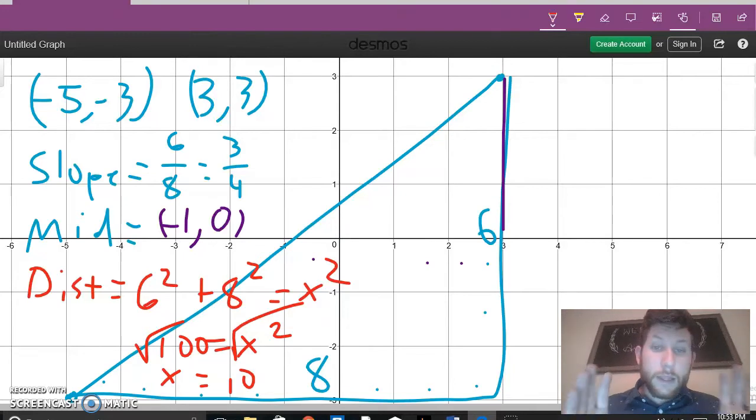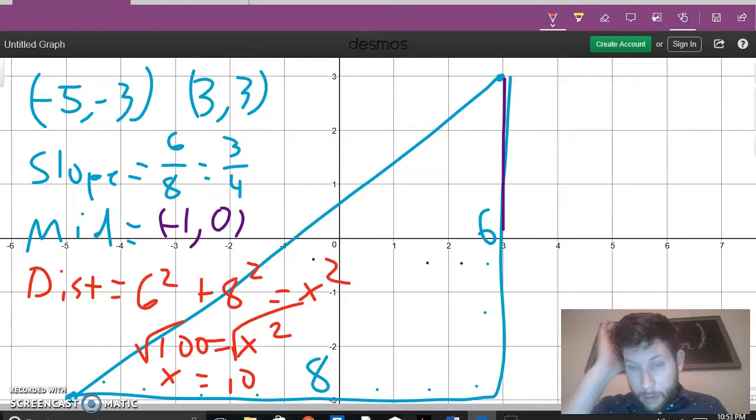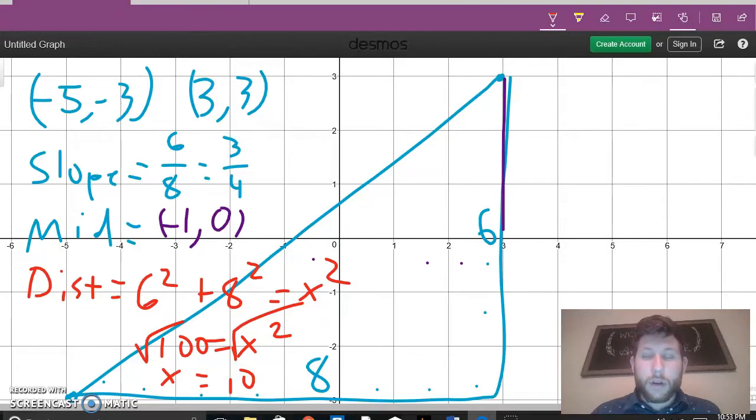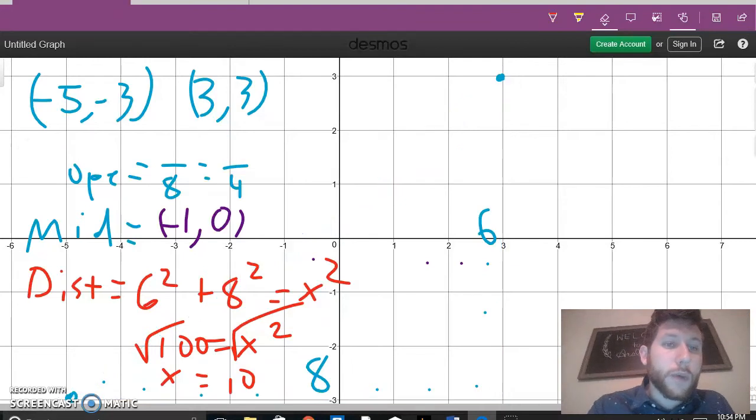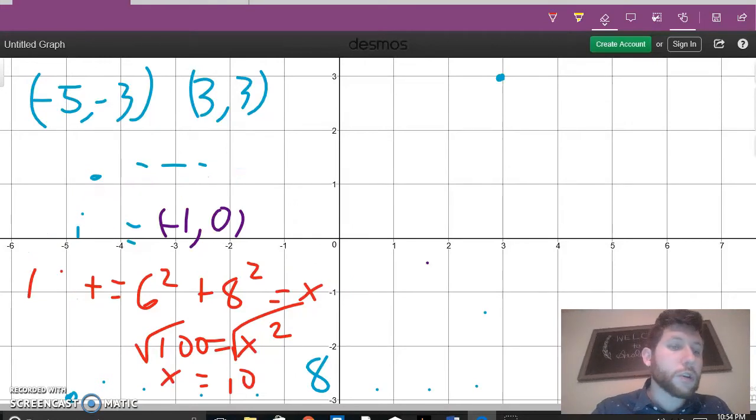So that's the graph way to do it, and then I'm going to walk through the math way to do it. There's our graph way. Now let's take a look at the math way. So I'm going to clear this off. If you need it, you can go back and pause the video and take a look at it.